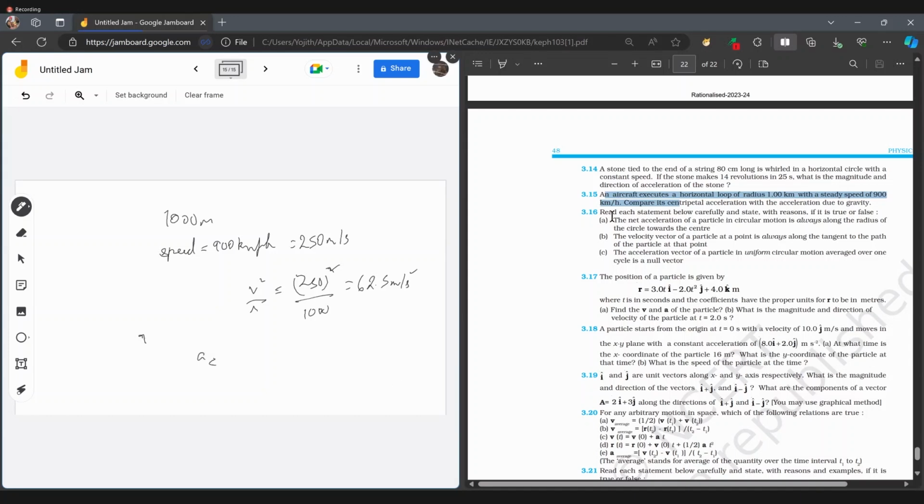Okay, read each statement carefully and state with reasons if it is true or false. Net acceleration of a particle in circular motion is always along the radius of the circle towards the center. Okay, so it is false. Okay, net acceleration is not along the radius of the circle for circular motion always. Okay, then velocity vector of a particle at a point is always along the tangent to the path of the particle at that point.